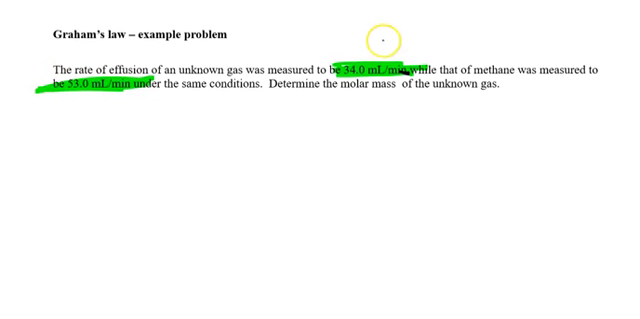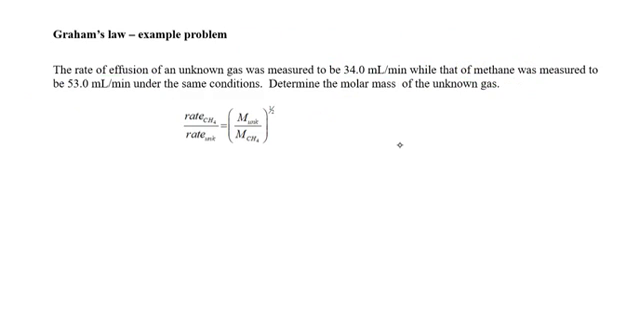So basically, you've got a rate, you've got another rate, and you've got methane. And if you know methane is CH4, you should be able to get a molar mass for that. So you know you're doing Graham's law. How do you know you're doing Graham's law? Because you're talking about rates of effusion. Rates of effusion mean you've got Graham's law. All right, so write down Graham's law.